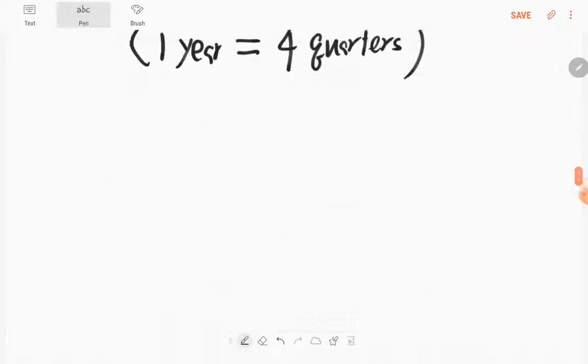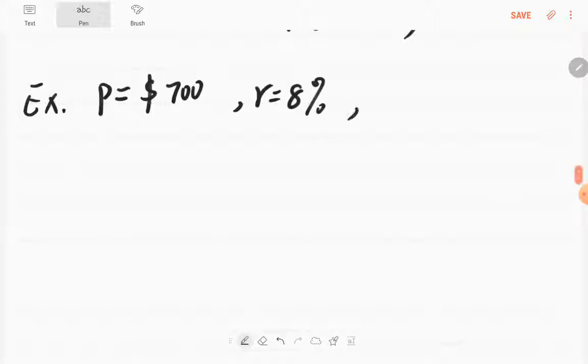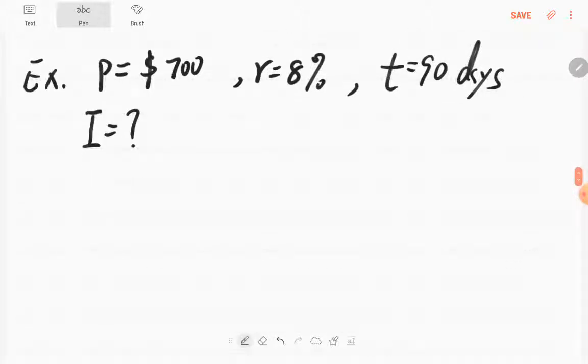So now let's look at other examples to calculate the simple interest using the simple interest formula. Here P is equal to $700, and R is the annual rate, which is 8%, and T is 90 days. So the question is, what is I, the interest? The first thing, we need to write down R equals 8%. We need to change it to the decimal, which is 0.08.